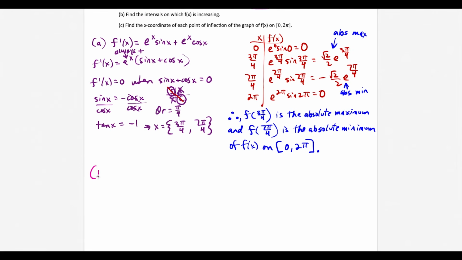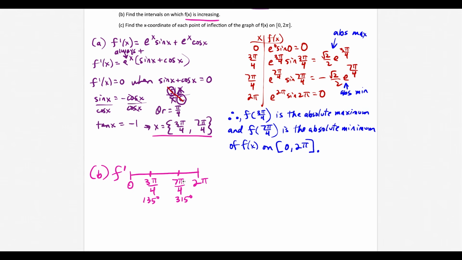So for part B, we want to find the intervals on which f of x is increasing. And we did some of this work in part A. We already found the critical points. So what we're going to do is make a sign chart for f prime, using the critical points that we found. So we have 3 pi over 4 as our first critical point on this interval, and then 7 pi over 4 next. If we write the degree equivalents underneath, 3 pi over 4 is 135 degrees, and 7 pi over 4 is 315 degrees.